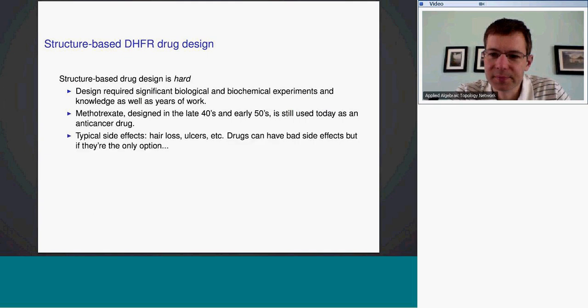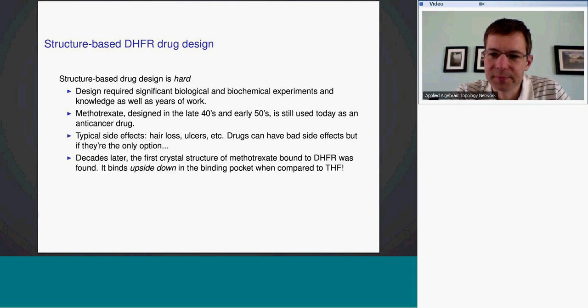It has a lot of side effects that you hear about when people are on anti-cancer drugs: hair loss, ulcers, etc. The reason is that we don't have a lot of options, right? If drug design were easy, we would design drugs that didn't have these side effects if we could. We use drugs with bad side effects because this didn't work as well.